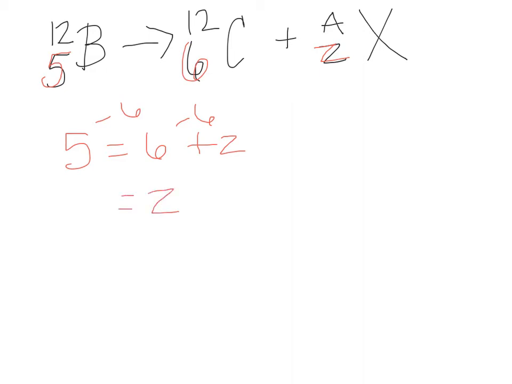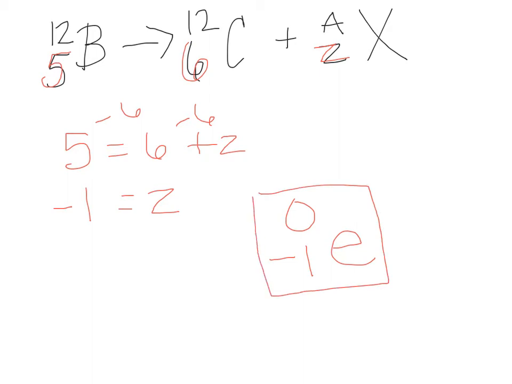What is 5 minus 6? -1. Z equals -1. If our atomic number is -1, what is this? It's a beta particle, right? So we know that our mass number is 0, and we know that the X is actually an e. So our mystery particle is a beta particle. This is beta decay.